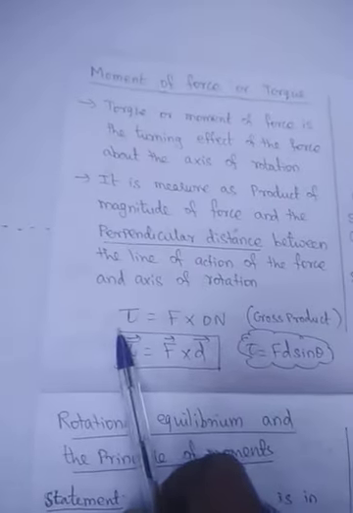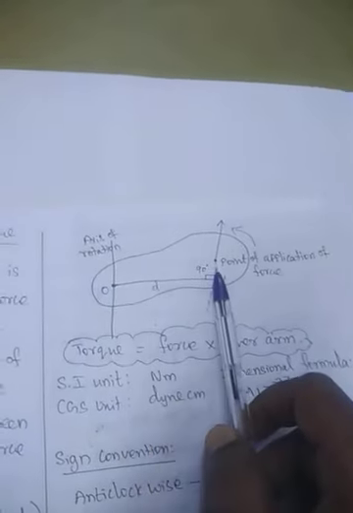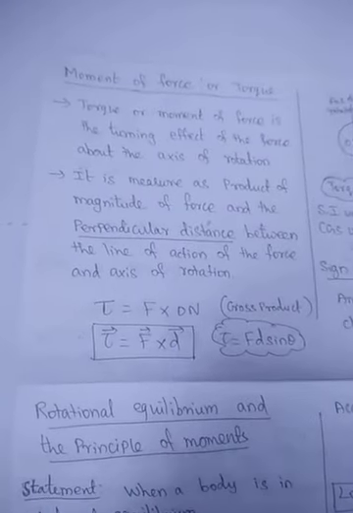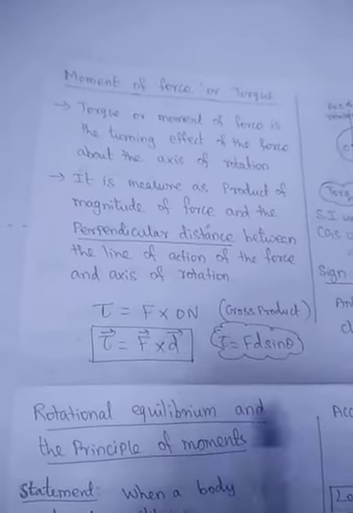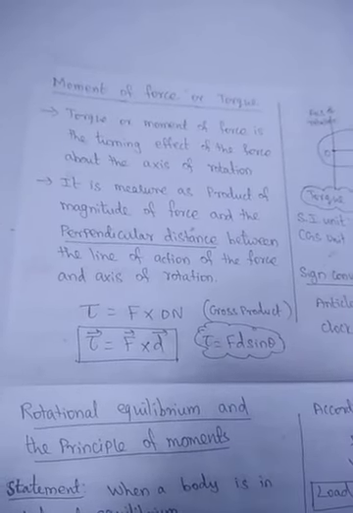So torque is equal to force into perpendicular distance. Here the perpendicular distance is ON. So the force into perpendicular distance is a torque. Here it is a cross product. So F cross D, that is F D sin theta.